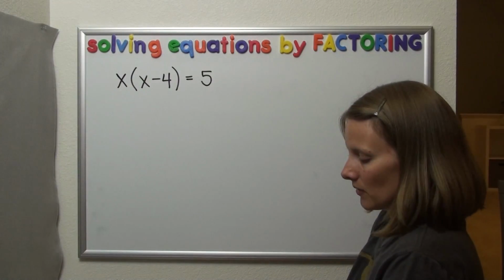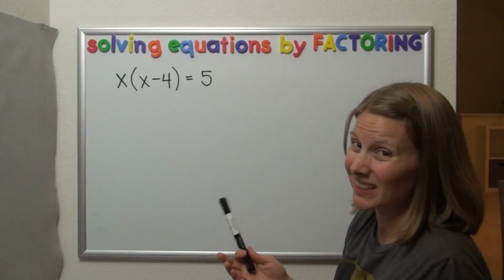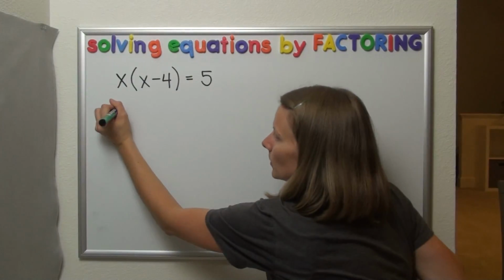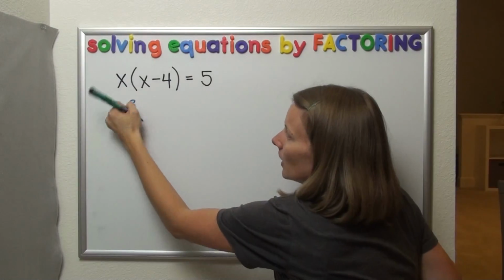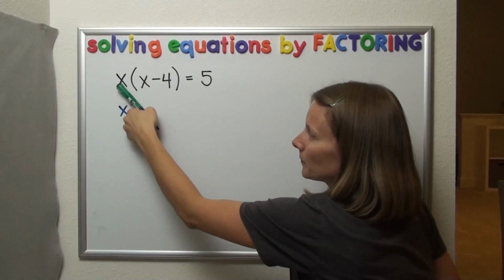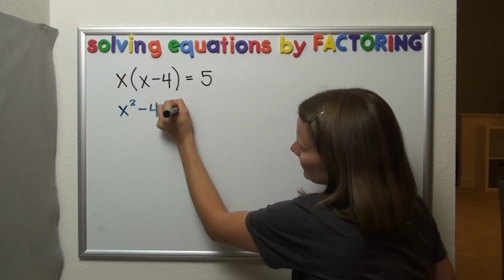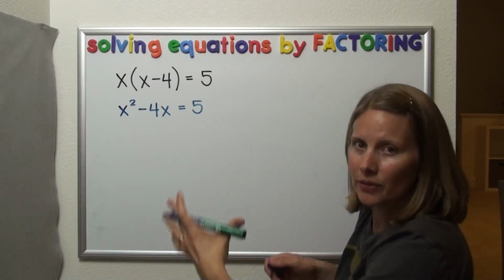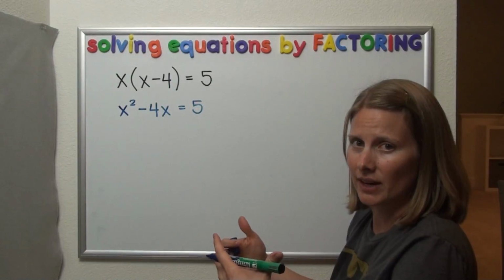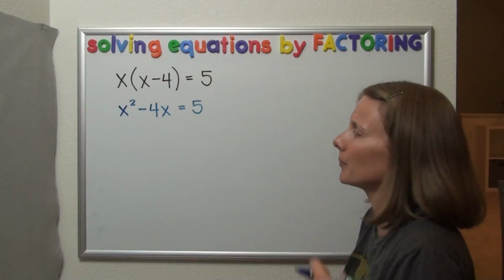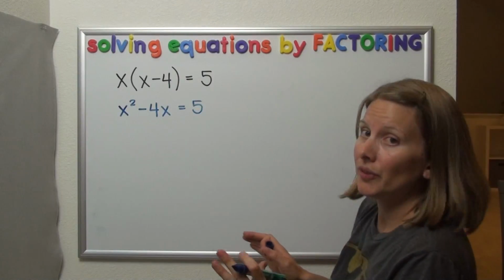My only option then is to just get rid of the parentheses because they're not helping us. So I'm going to distribute to eliminate these parentheses. So x times x is x squared. X times minus 4 is minus 4x. So I'm getting rid of the parentheses. I'm undoing the factoring because the factoring wasn't helping me. It didn't say something times something is 0. So factoring has been undone.